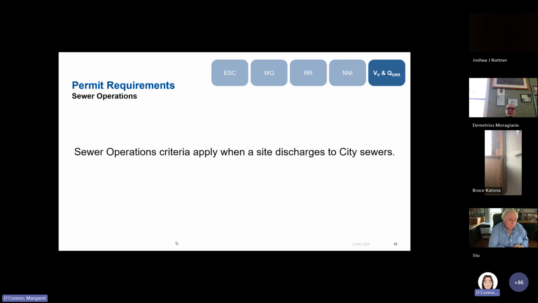The last thing we look at is the sewer operations volumes. And we call it VV and QDRR. And those things, those are becoming antiquated terms. The VV should probably be VO, the volume of operation, right? The sewer volume, and QDRR is also being updated. That's the maximum release rate. So these are important things.